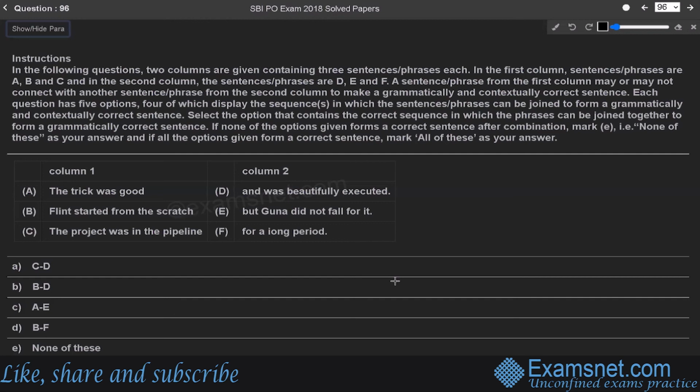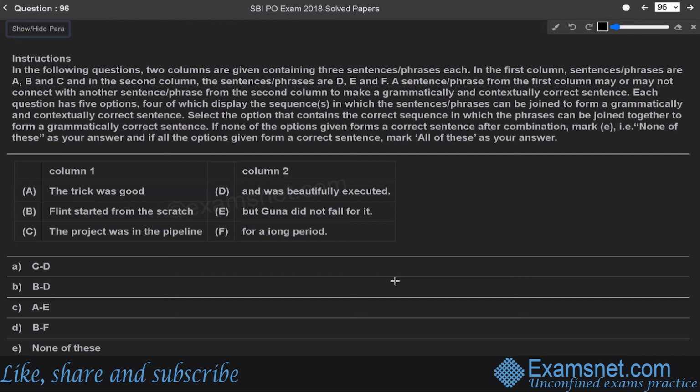Here, column 1 has the sentences. The trick was good. Flint started from the scratch. The project was in the pipeline. And column 2 consists of and was beautifully executed, but Guna did not fall for it and for a long period. We can see that C and D is a logical contradiction.